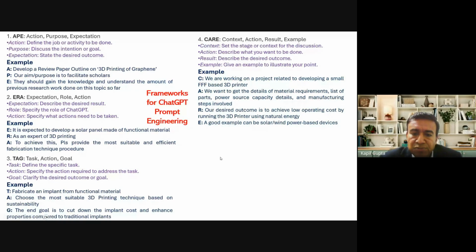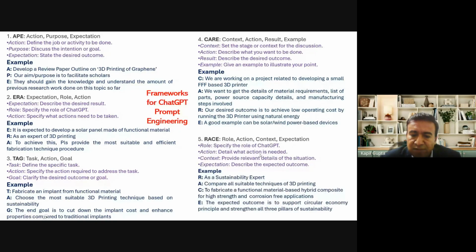So it is interesting to see the response from the AI generator. The last one is RACE: role, action, context, expectation. Role: specify the role of ChatGPT or any other AI generator. Action: detail what action is needed. Context: provide relevant details of the situation. Expectation: describe the expected outcome.